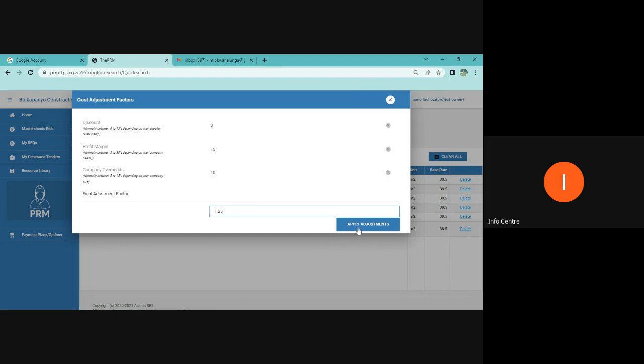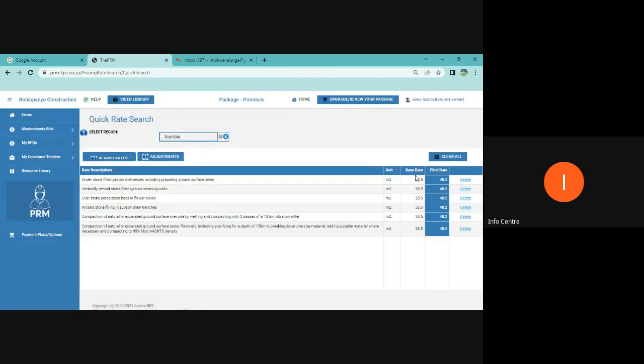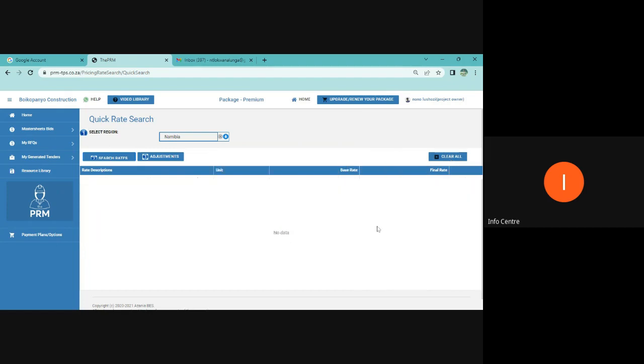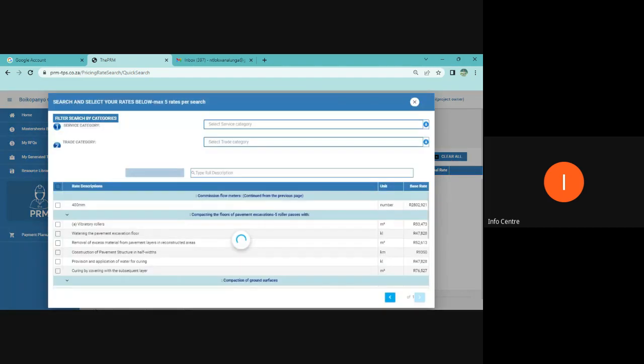As you can see here, you apply your adjustment and you can see you've got your base rate here, 38.5, then you've got your final rate here, just like that. So I can say clear all and I can go back to search the rate.